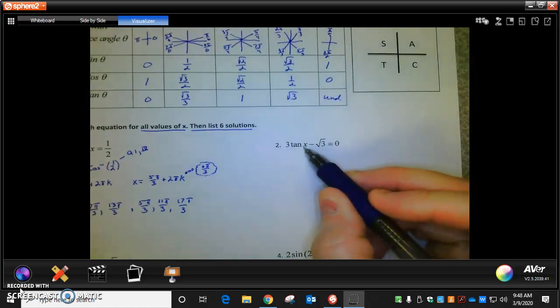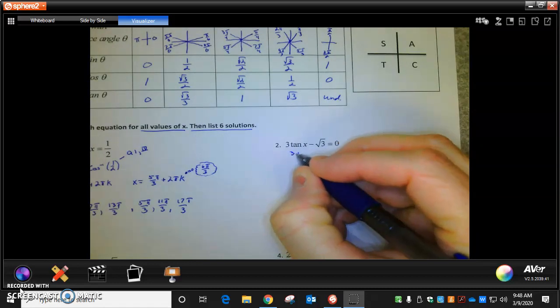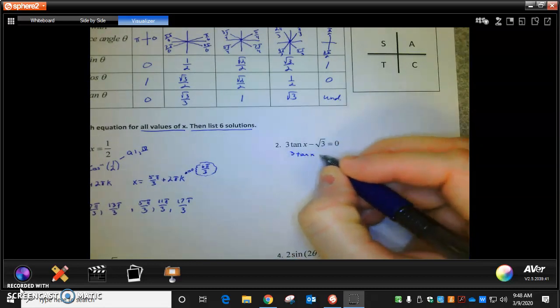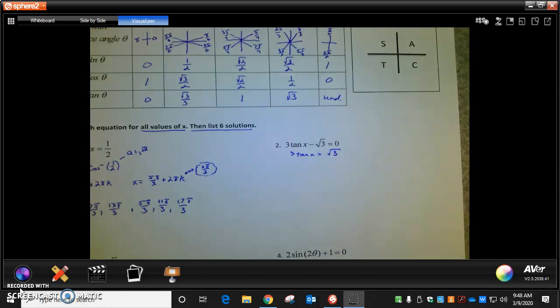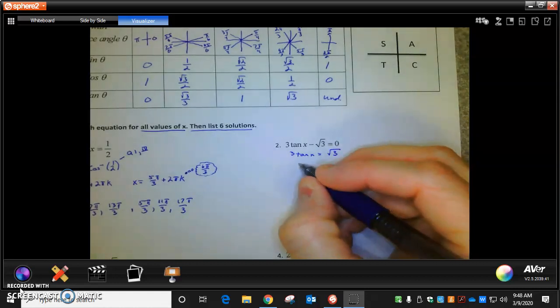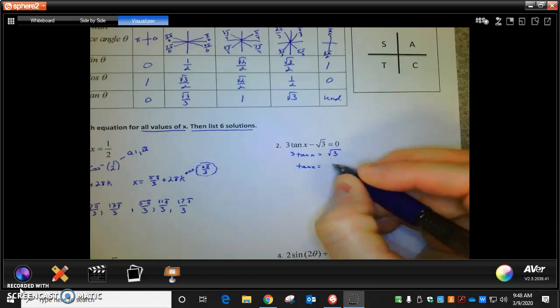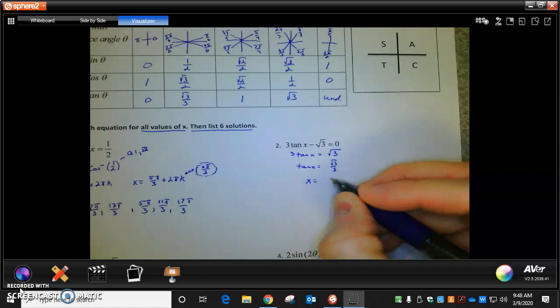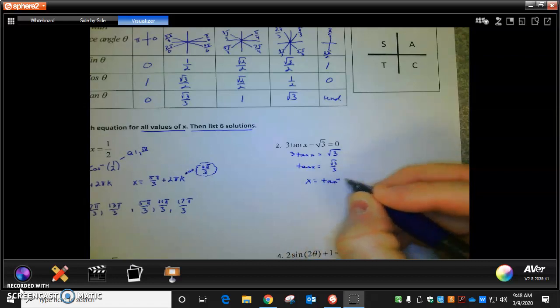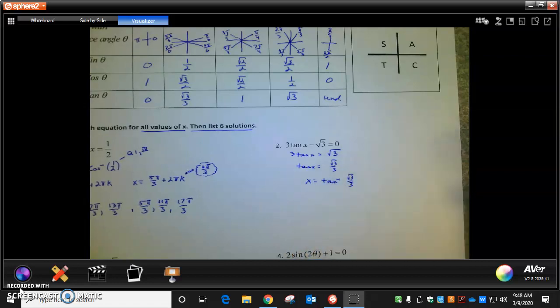So again, I'm trying to get the x by itself. 3 tangent x equals radical 3. That's the first thing I can do. Then I can divide everything by 3. So the tangent of x equals radical 3 over 3. Then I can move the tangent over. x equals the inverse tangent of radical 3 over 3.